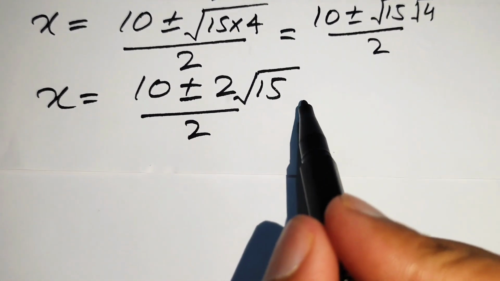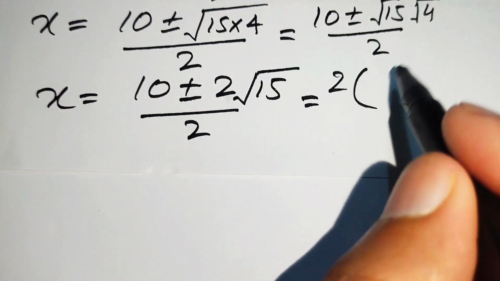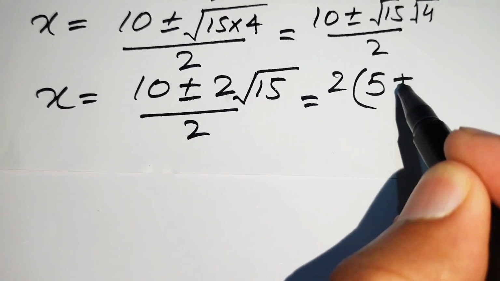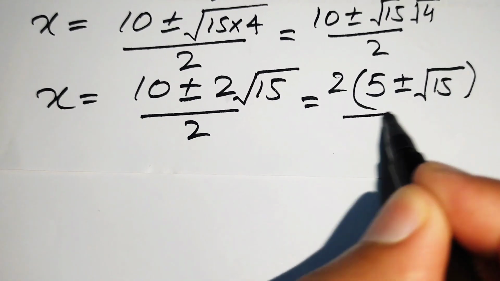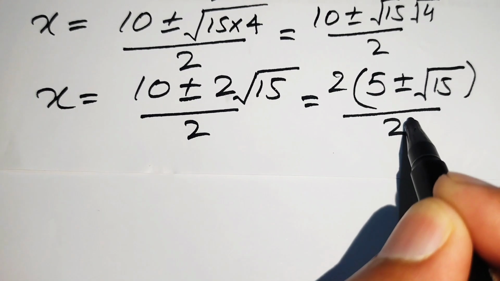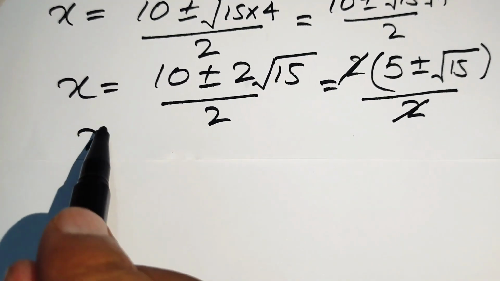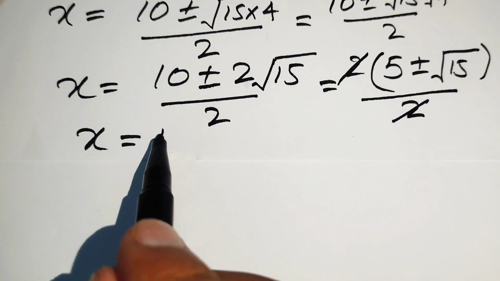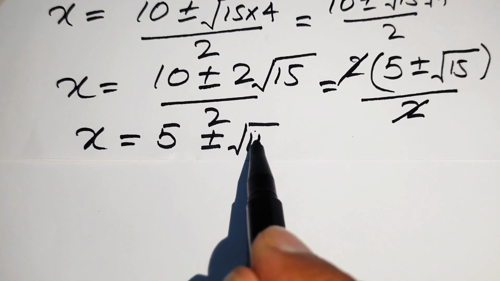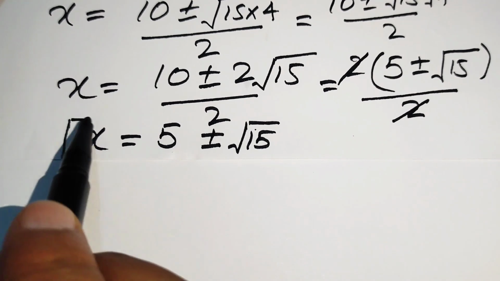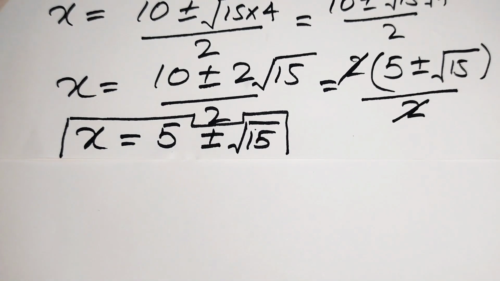Now we take common 2 from the upside, and it will be written as 2 times 5 plus minus square root of 15 divided by 2. You see here this 2 is cancelled out by this 2, and finally we have the value of x equal to 5 plus minus square root of 15. So these are the two real values of x.